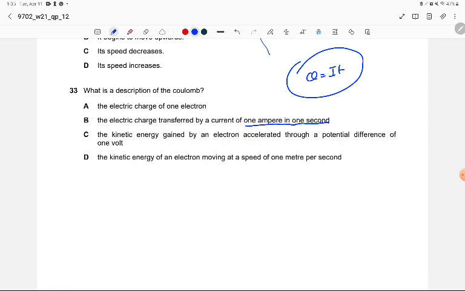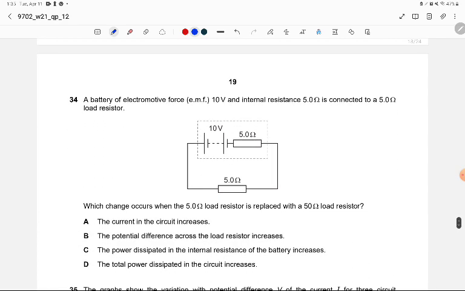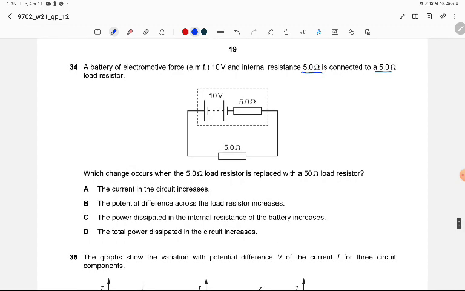Now next, question 34. A battery of electromotive force 10 volts and internal resistance 5 ohm is connected to a 5 ohm load resistor. So which change occurs when the 5 ohm load resistor is replaced with a 50 ohm load resistor?